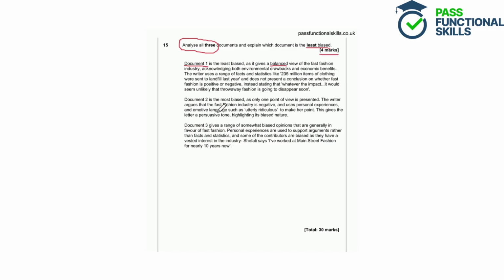So the mark scheme for this question says all three documents need to be considered, and there needs to be a comprehensive explanation supported by examples. So we can see that the student's done that here. They've explained why document 1 is the least biased, and they've supported that with evidence. So they've said the writer uses a range of facts and statistics, and they've given an example of that, so a quote from the text.